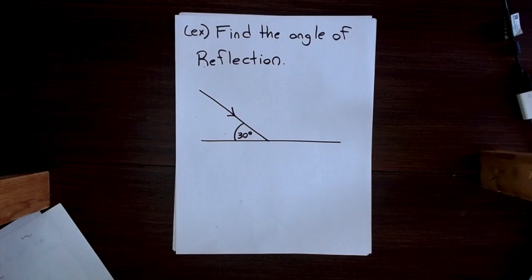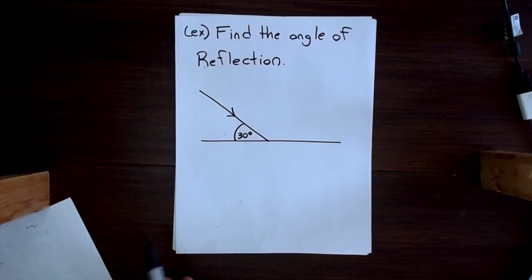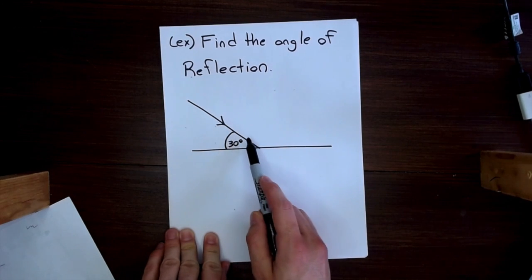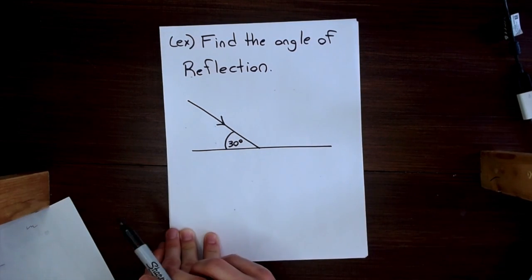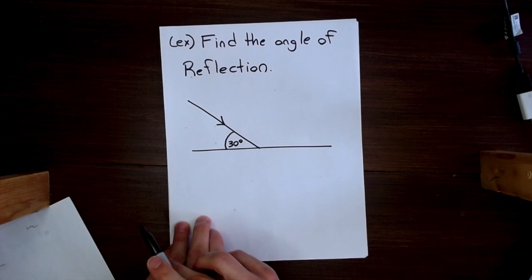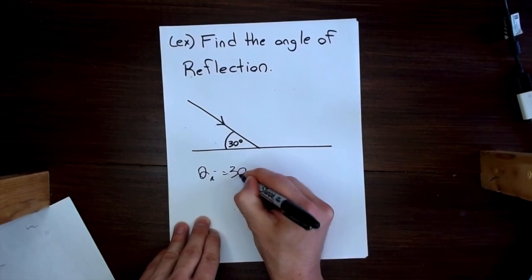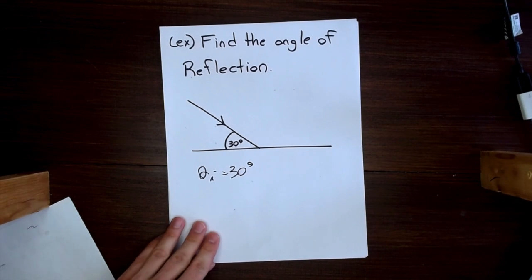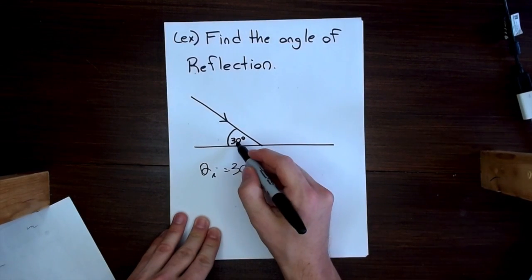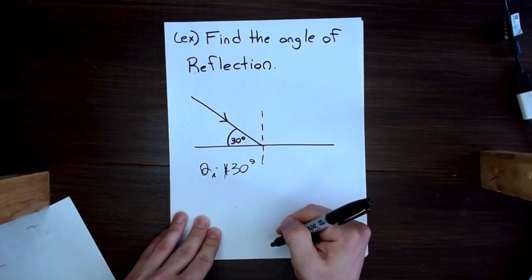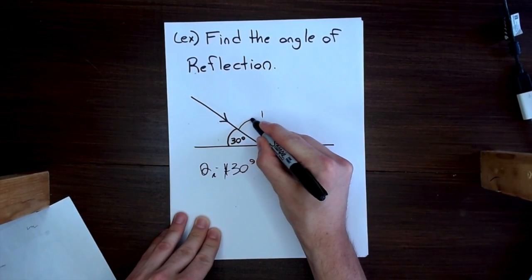Let's say here, I'm asked to find the angle of reflection of this problem. So I have the incident coming at an angle of 30 degrees with respect to the surface. Does that mean that theta I is equal to 30 degrees? No, right? Because this is not measured with respect to my normal line. This is not true. I need to find this here.